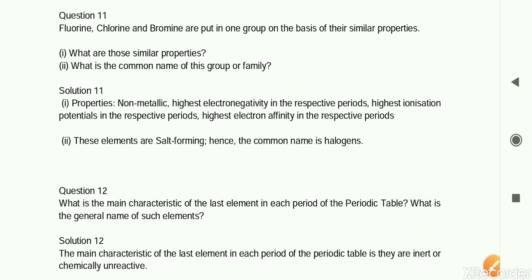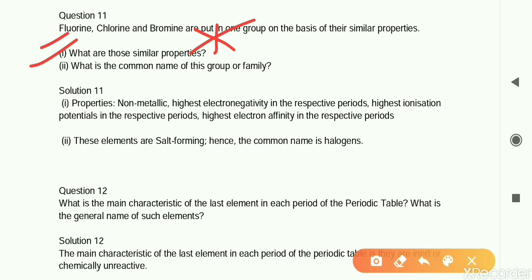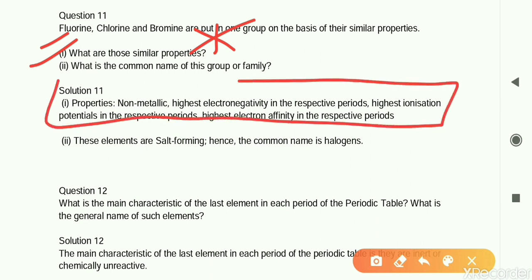Question number 11. Fluorine, chlorine and bromine are put in one group. All these are in the group number 17. So the question they are asking, what are the properties on which basis they have been put in the same group? So these properties, this part 1 of this question, I will not go into details in the upcoming class as we learn the variations in the periodic table. After that it will be more clear. So for now I am not explaining this in details. Surely I will come after completing the remaining part of the chapter. Question number 11, second part, what is the common name? Already we have learned that it is called halogens and they are salt forming.